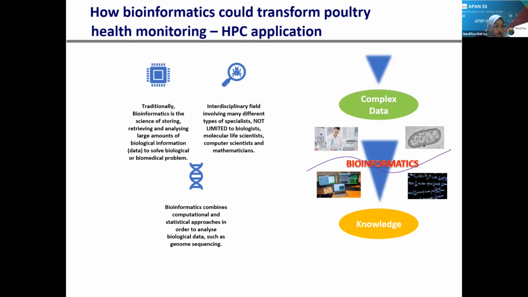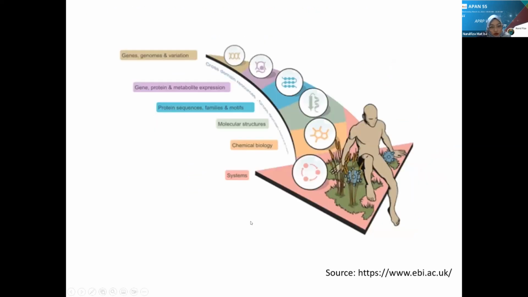So for now, bioinformatics actually combines computational and statistical approaches in order to analyze biological data such as genome sequencing. Basically, this figure shows you a broad overview of the different types of data that fall within the scope of bioinformatics. As I mentioned, bioinformatics was used to describe only the science of storing and analyzing, but the term is now used more broadly, which includes computational structural biology, chemical biology, and also systems biology, covering both data integration and data modeling of systems.